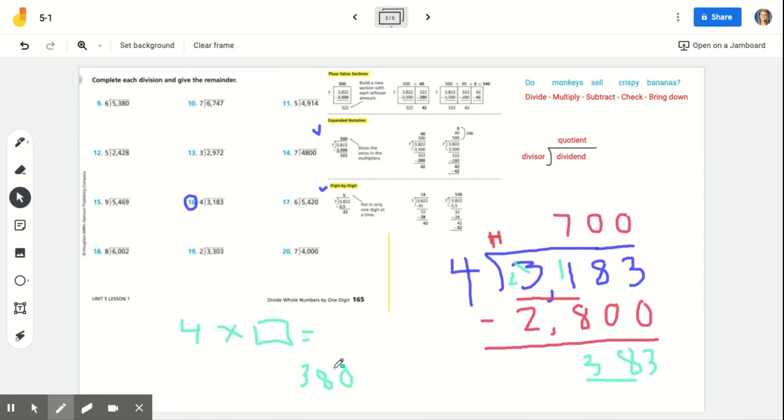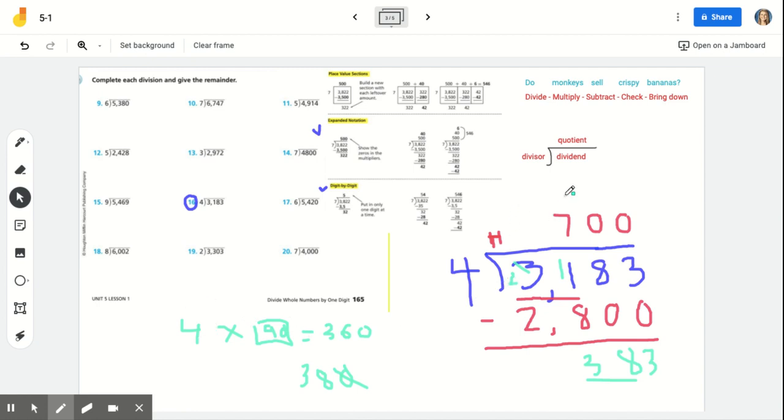So I'm going to ignore that 0 in the 1 spot. I'm really just looking at the 38 for now. 4 times what gets us something close to 38 without going over? Go ahead and try it. And it's 9. 4 times 9 is 36, and we ignored the 0, so I'm going to place the 0 in. We want to get it close to 380. I put 360, and then the 0 over here. And now we're working with 4 times 90.